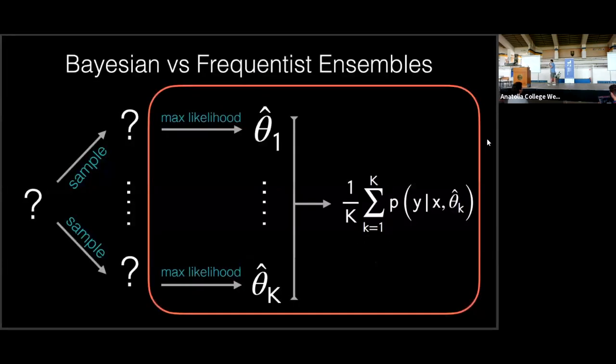And just to summarize this difference between the Bayesian and frequentist methodologies in this one framework I presented, they both have the following last two steps: we do maximum likelihood and we combine the models with a simple average. The real difference is in these first steps of where the uncertainty comes from. You start with the prior and sample from that, or you start with the data set and sample and resample it.